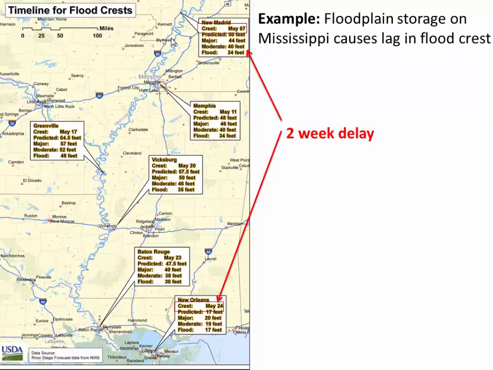And the reason, of course, is because as the water's making its way down, it first has to fill up all this floodplain area before it can start really passing a lot of water further downstream. So it takes time to fill up all these floodplains, which delays the crest of the flood and acts as a really important buffer on flood intensity.